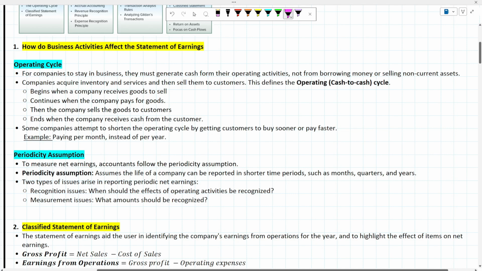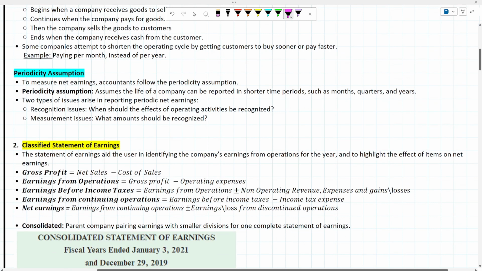Periodicity assumption. To measure net earnings, accountants follow the periodicity assumption. The periodicity assumption assumes that the life of a company can be reported in shorter time periods, such as months, quarters, and years. Two types of issues arise in reporting periodic net earnings. Recognition issues: when should the effects of operating activities be recognized? Measurement issues: what amount should be recognized?